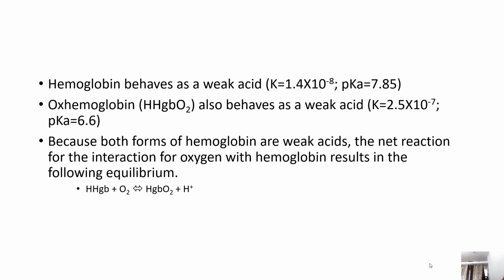Hemoglobin behaves as a weak acid. Oxyhemoglobin also behaves as a weak acid. Because both forms of hemoglobin are weak acids, the net reaction for the interaction of oxygen with hemoglobin results in the following equilibrium. If you can see over here, I'll just put in my pointer.